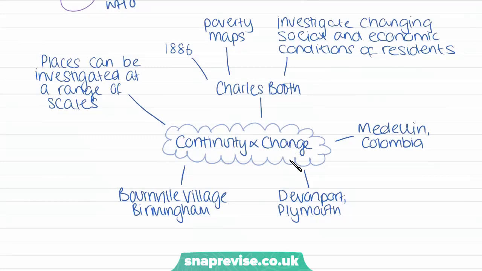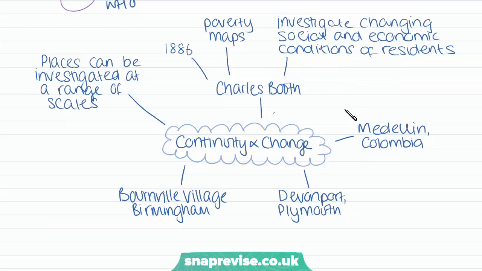Places can be investigated at a range of scales, and I'm going to use 3 examples to get this across to you. One significant way in which continuity and change can be measured in places is through poverty maps, which were created by Charles Booth in 1866, so they're very old. They've used these poverty maps as a base and then gone on to investigate the changing social and economic conditions of the residents who have lived in places over time. So it's measuring how the economic and social conditions of a particular place have changed over time, relating back to a base level of poverty.